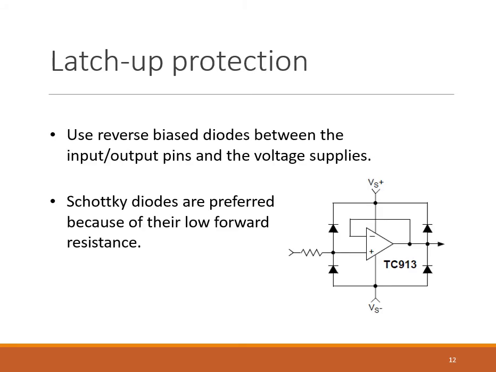We can also protect against latch up by using a reverse bias diode between the input output and the voltage supply, as shown here in this case. You can see a diode is connected between the supply and the input output pins. By using this configuration, we can protect the device from latch up. The diodes referred to in this case are Schottky diodes because they have low forward resistance.